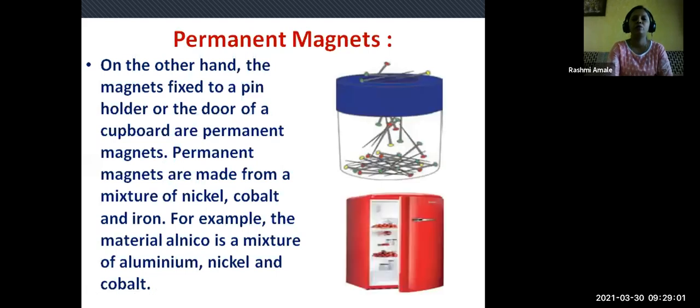So this is a pin holder and this is a refrigerator. In the pin holder also, in the cap, there is a magnet. This is a permanent magnet, and in the refrigerator door also, magnets are fixed. So they are also permanent magnets.